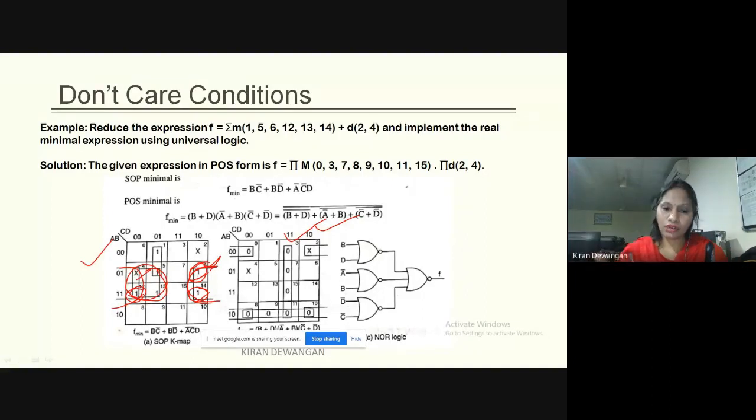and that will be applicable for POS also, but there we call it a false essential prime implicant. Clear? So that will be a false essential prime implicant. Just a second.